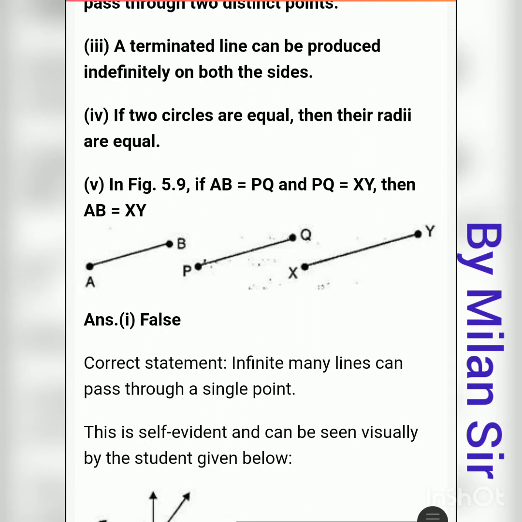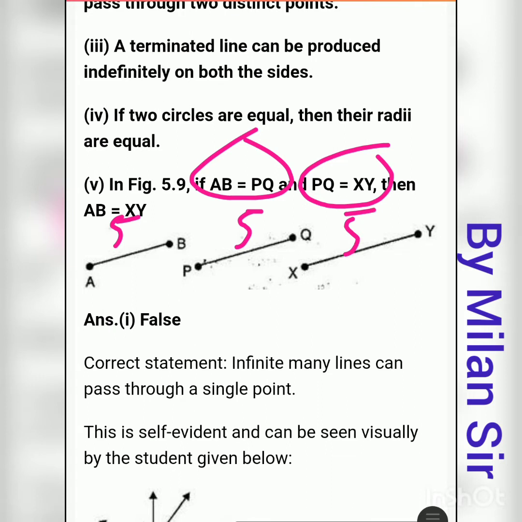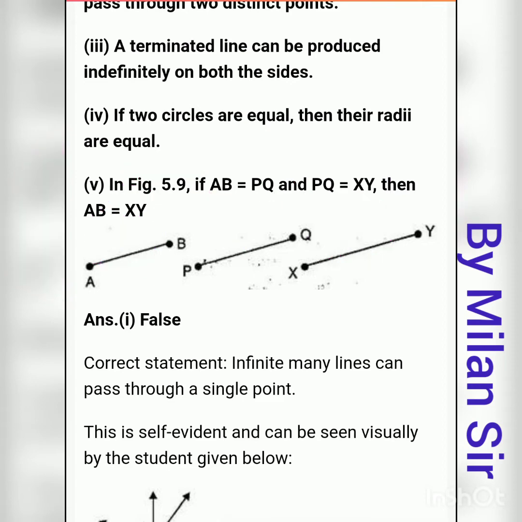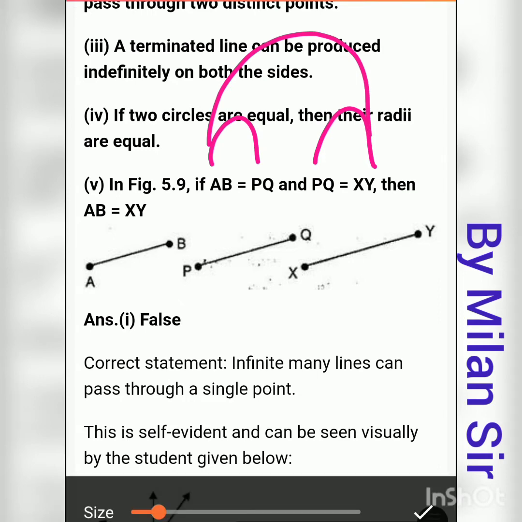Number 5, if AB is equal to PQ and PQ is equal to XY, then AB is equal to XY. Let's suppose AB is equal to 5 centimeters, then PQ is 5 centimeters, right? Because AB is equal to PQ. Now PQ is equal to XY, so PQ and XY have the same measurement. PQ is 5 centimeters, so definitely XY is 5 centimeters. So AB is equal to XY, right? Both have the same measurement. So this is also a true statement.